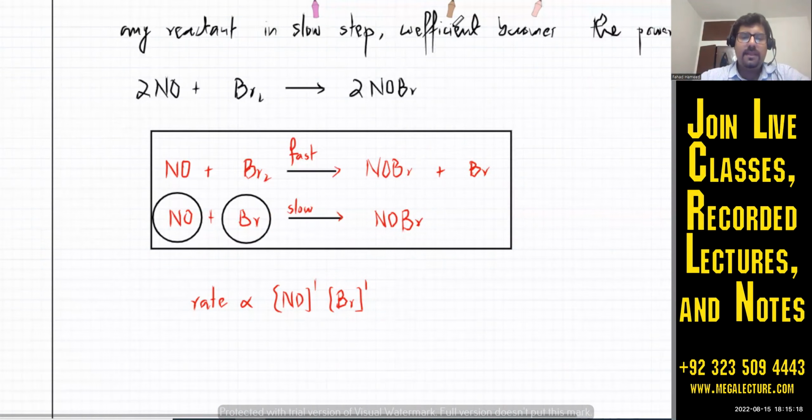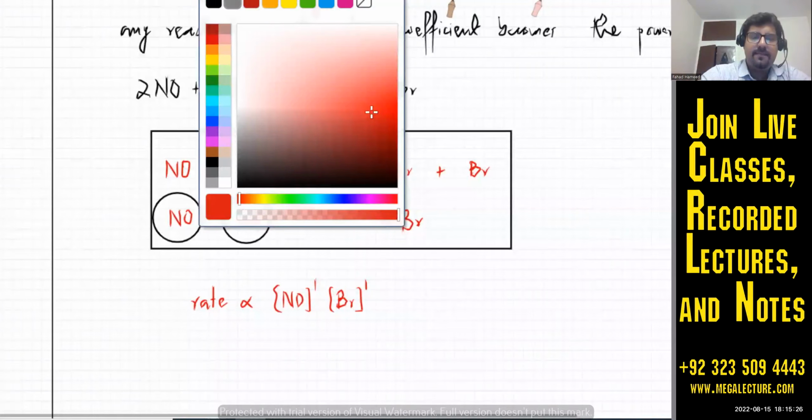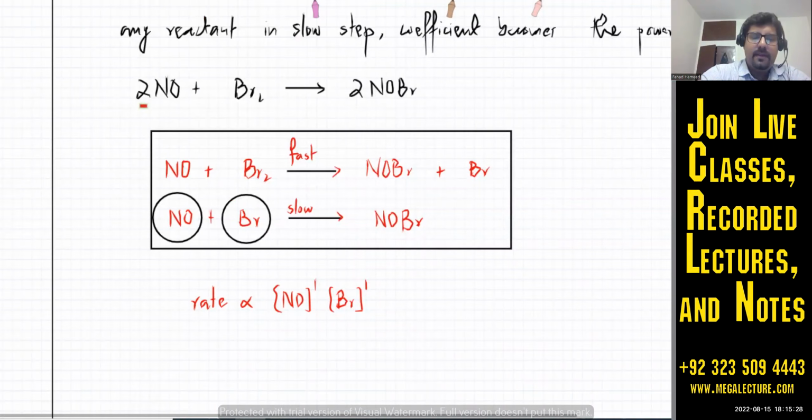But now notice one thing. These are not your reactants. Your reactants are NO and Br2. Now listen very carefully. This is where order 2 is going to come in. Look at the bromine atom. When I say that the rate depends on bromine's concentration, where was this bromine formed? This bromine was formed in the first step. It wasn't one of your reactants. It was an intermediate, right?